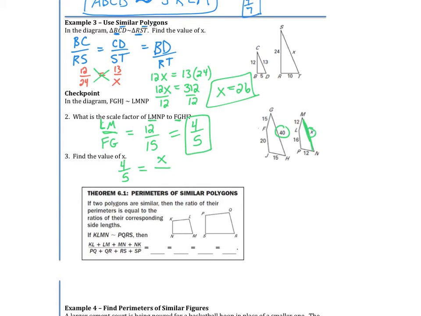Okay, and what does X match up with? X matches up with 40. So the 40 would go on the bottom. So we cross multiply and get 5 times X equals 4 times 40 is 160. So 5X equals 160, and then we divide by 5. X equals 160 divided by 5, which is 32.